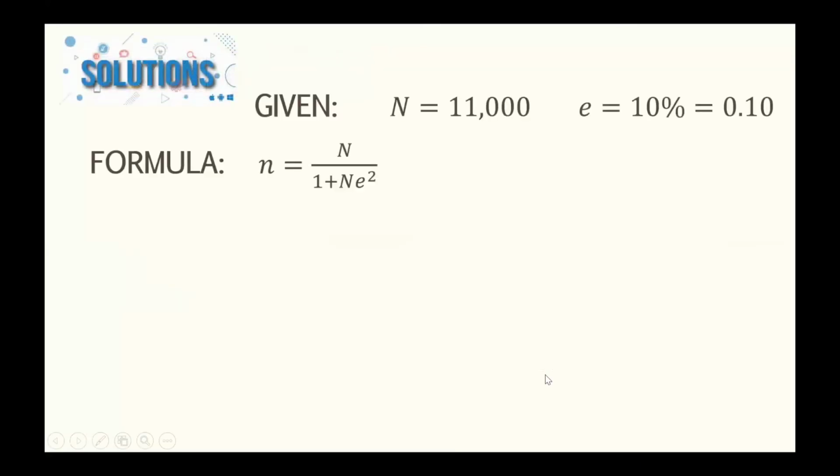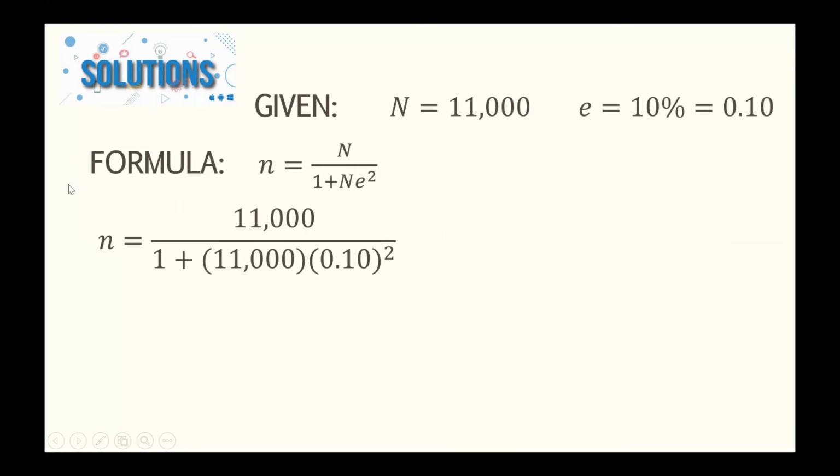Applying the formula, we have small letter n or the sample size equals capital letter N or the population size all over 1 plus population size multiplied by the margin of error squared. To evaluate the given values, we have n equals 11,000 divided by 1 plus 11,000 multiplied by 0.10 squared. Kung wala kang scientific calculator, pwede mo namang unahin na i-simplify yung nasa denominator para mas exact yung makuha mong number or yung sagot.